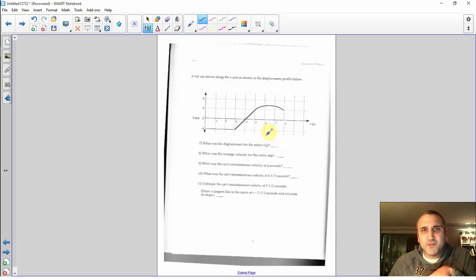What is the displacement for the entire trip? Well, it starts at -4 meters, and then it ends at +4 meters.